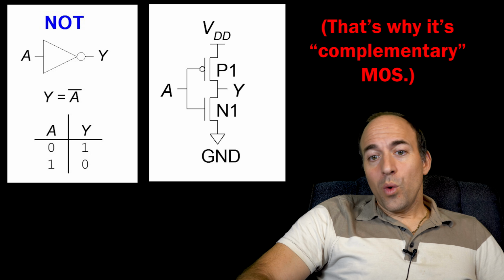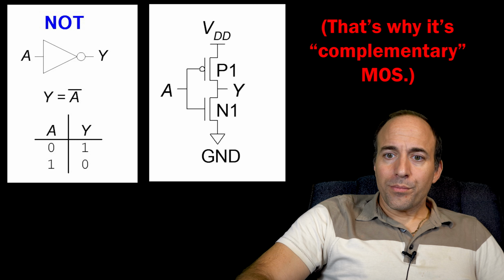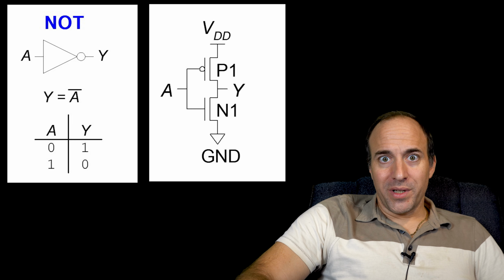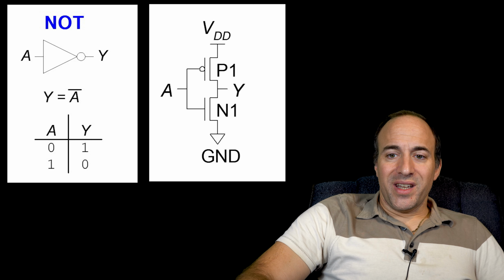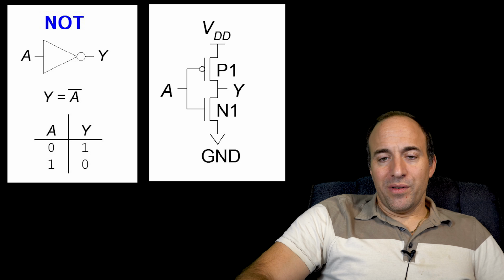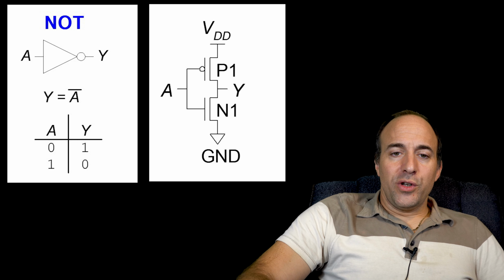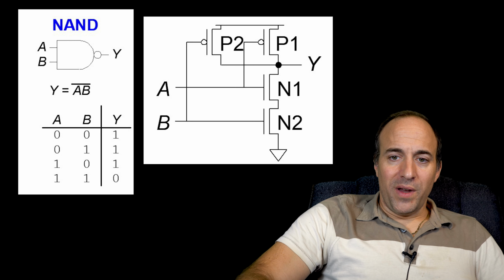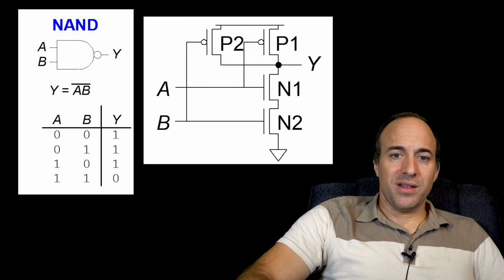So when the input is 1, the NMOS transistor connects the output to ground, and the PMOS disconnects the output from VDD. And when the input is 0, the NMOS disconnects the output from ground, and the PMOS connects the output to VDD, which creates the inverter effect. Now, a 2-input gate will have 2 PFETs and 2 NFETs, but the PFETs are connected in parallel while the NFETs are connected in series.